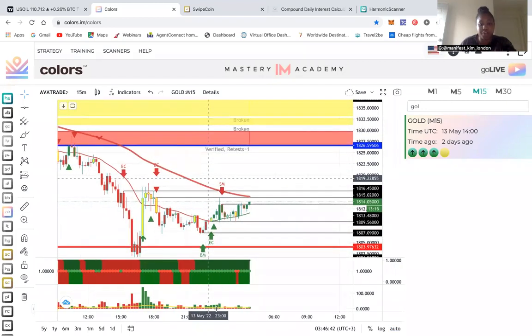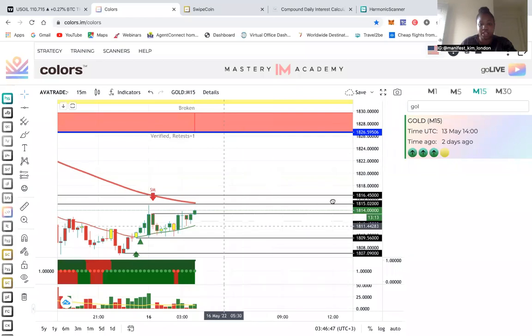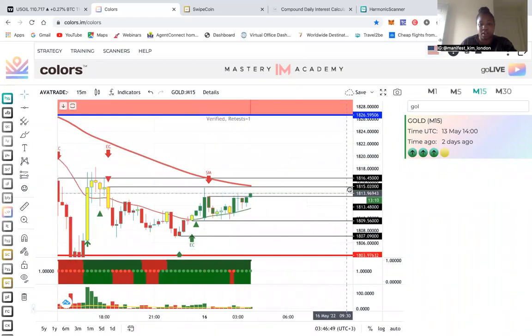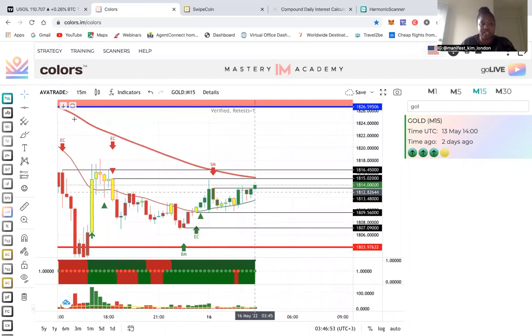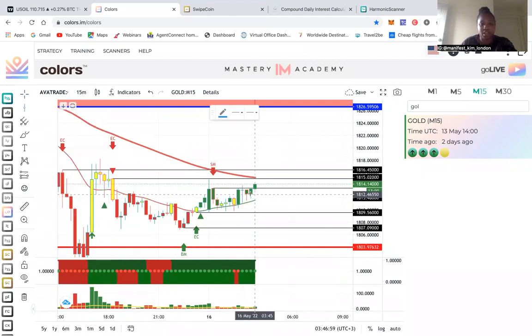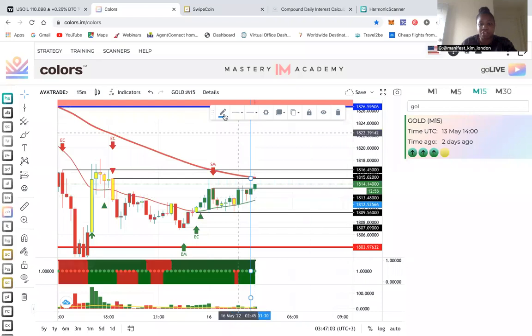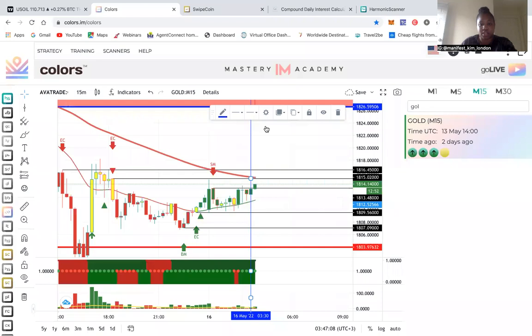Now we have a new 15-minute candle. Let me show you guys how to actually move your SL up in profit. So look at this. This is where we entered on this candle. Let me drop the vertical line right here. So this is where we entered this trade, guys. Let me make this a little bit thick so you guys can see this.